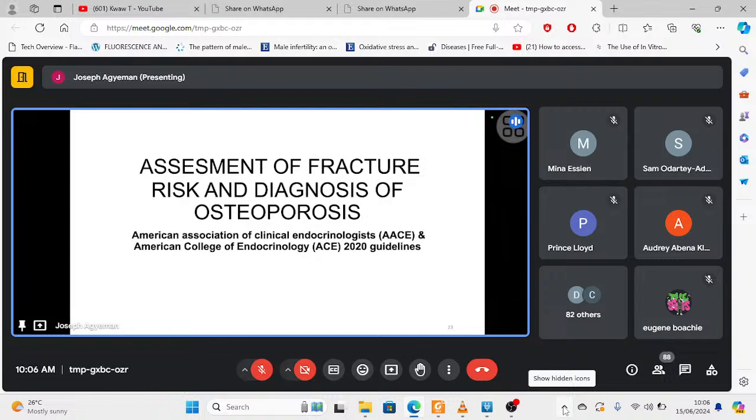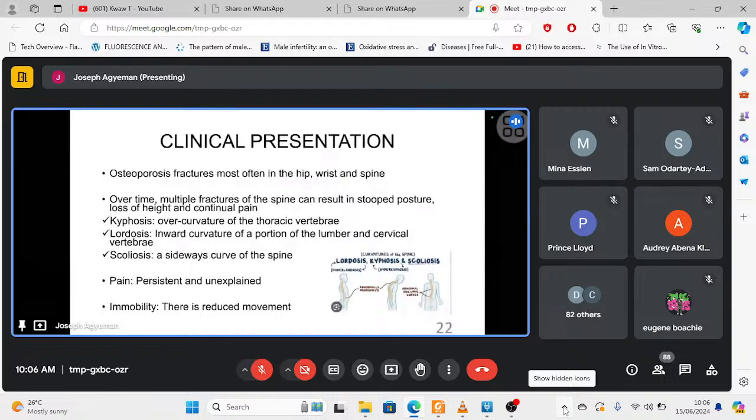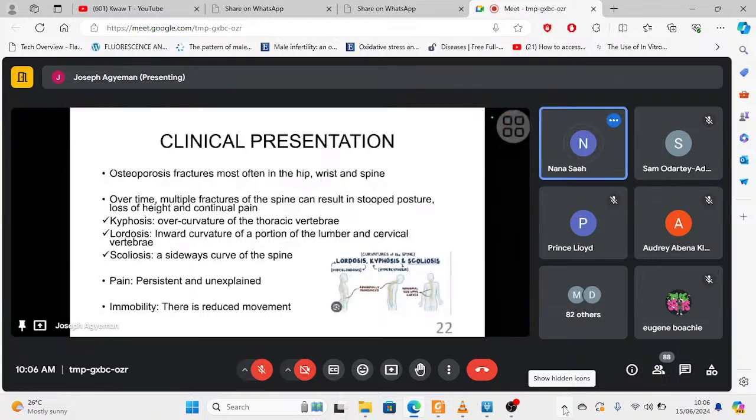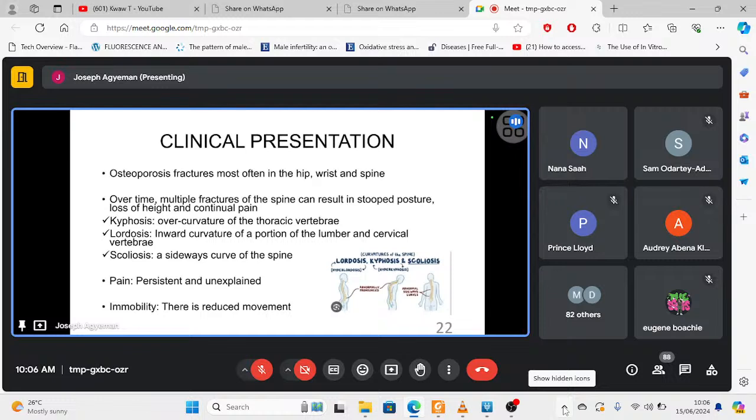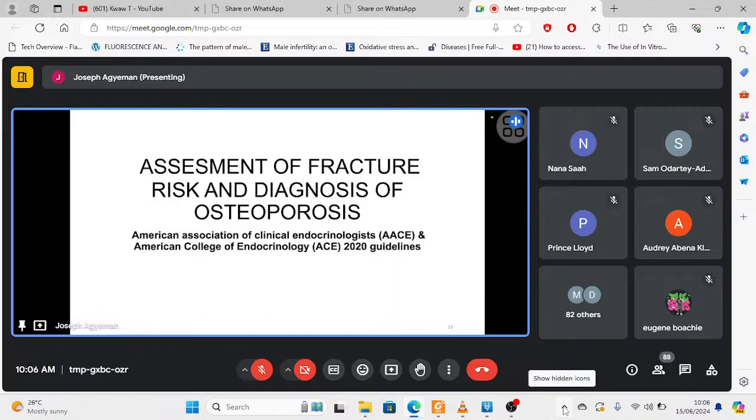Any question before we start? Lance Captain, any questions so far before? Okay. Any other member of the class, do you have any questions before we start how to assess or evaluate osteoporosis, fracture risk, and the diagnosis of osteoporosis proper?